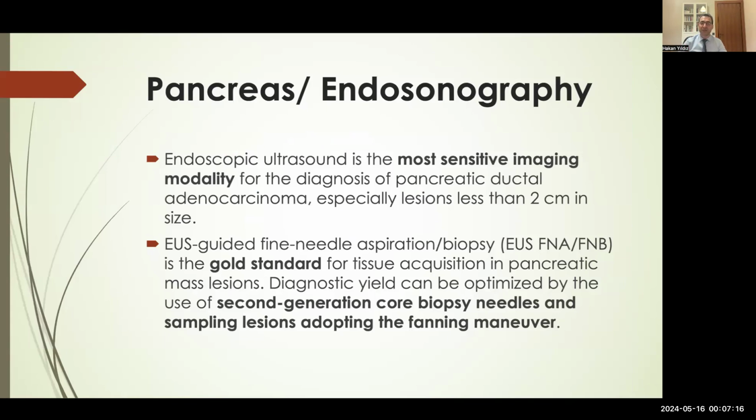Endoscopic ultrasound is the most sensitive imaging modality for the diagnosis of pancreatic ductal adenocarcinoma, especially for lesions less than 2 cm in size. EUS-guided fine needle aspiration biopsy is the gold standard for tissue acquisition in pancreatic mass lesions. Diagnostic yield can be optimized by the use of second-generation core biopsy needles, and sampling the lesion by adapting the fanning maneuver.